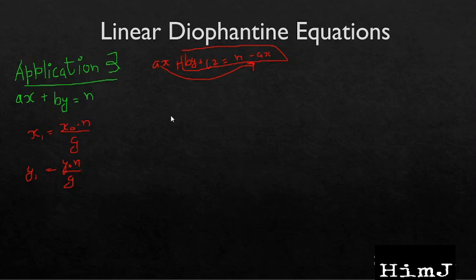So now let's see how we can find other solutions apart from these two, x1 and y1. That will be our application number 3. So again, let's substitute these values x1 and y1 in this equation. Again, I will fill in some value here. Just wait. So now we know this equation is satisfied.